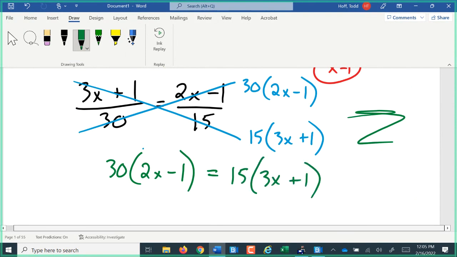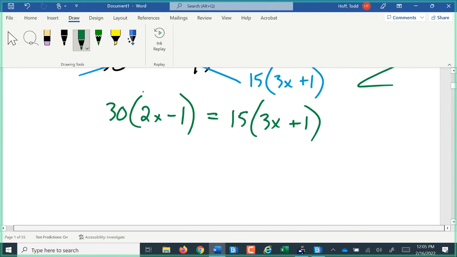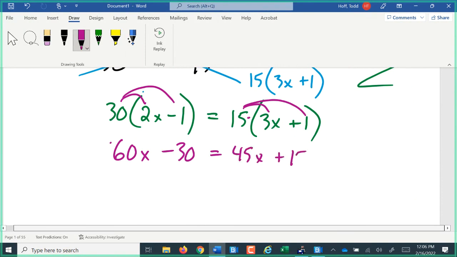And now I have to do my steps here, combining on each side. On the left side, I'm going to distribute the 30. 30 times 2x minus 1 is 60x minus 30. Equals, nothing more to combine on the left side, so I go to the right side. I'll distribute the 15. 15 times 3x plus 1 is 45x plus 15. Now I've combined everything I can combine. I need to get the variable on one side. I'll subtract the 45x from both sides. 15x minus 30 equals 15.